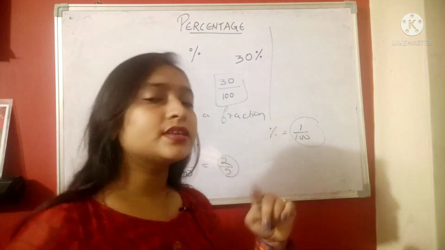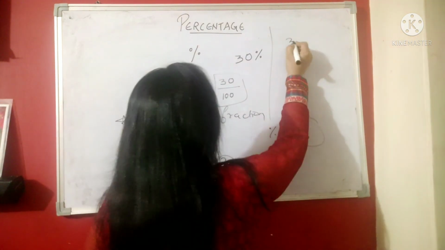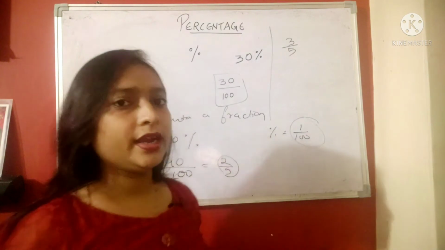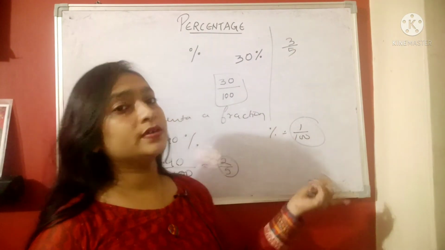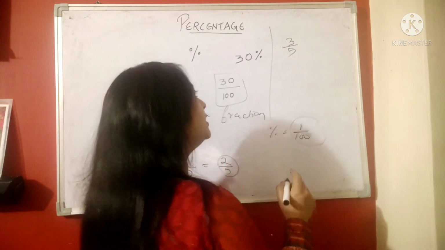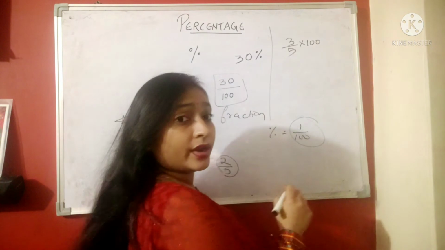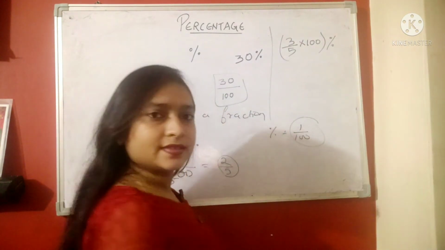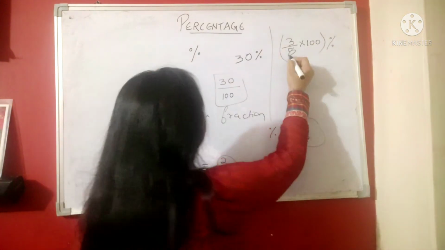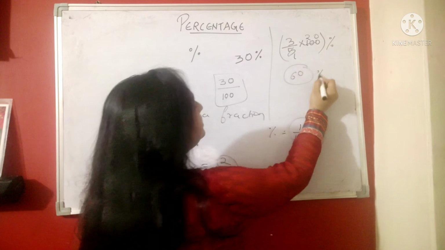When a fraction is given to us and that fraction has to be converted into a percentage, suppose 3 upon 5 is a fraction, right? Now this 3 upon 5 has to be converted into a percentage. Then what has to be done? Then we multiply this by 100 and outside we make the percentage sign, right? Then we simplify this and it will represent 60%.